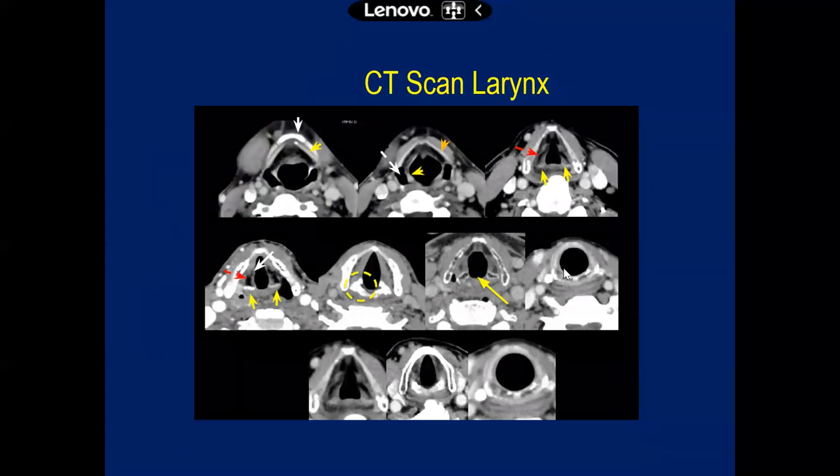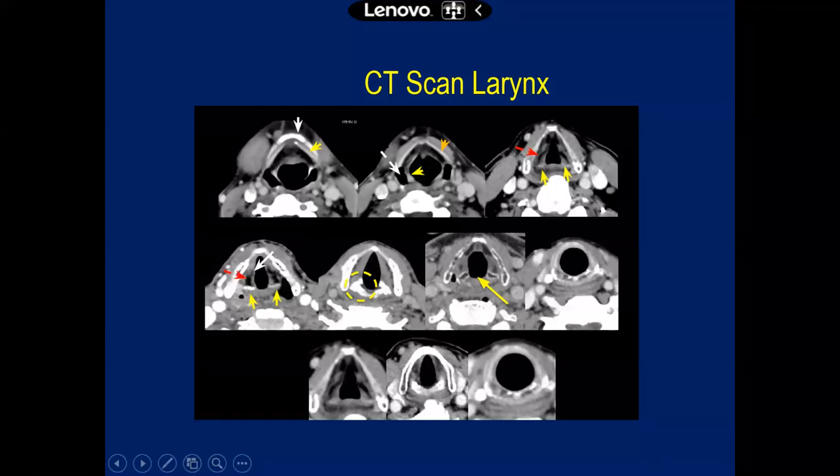Whenever you see any soft tissue, the thumb rule is that you should not see any soft tissue in the cricoid cartilage. If you see any soft tissue at the level of the cricoid cartilage, suppose you see something here, it is a subglottic extension. It's an easy way to learn it.